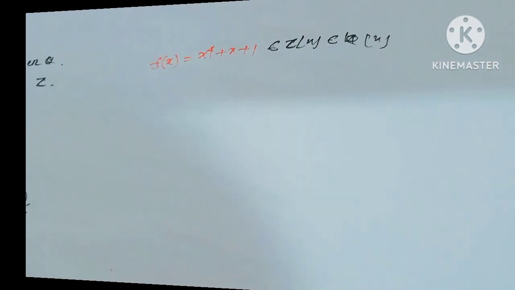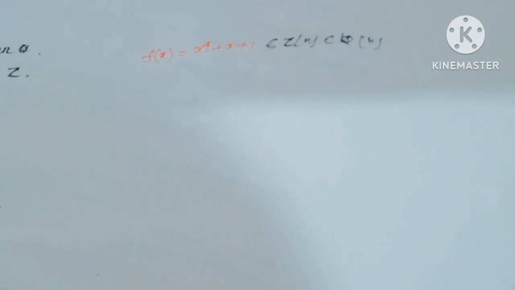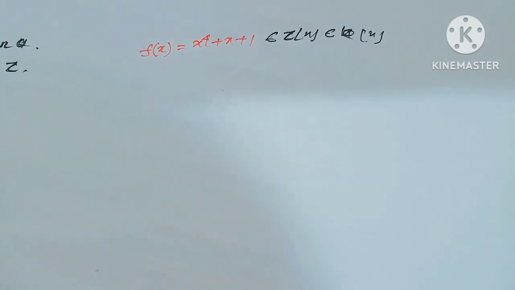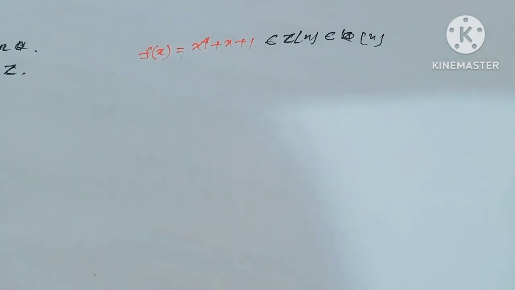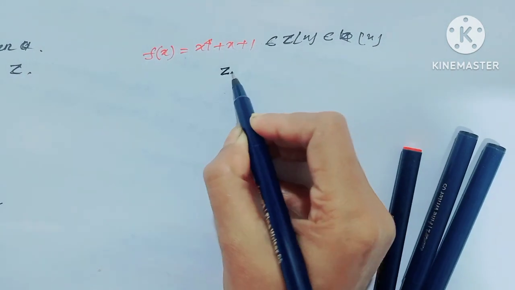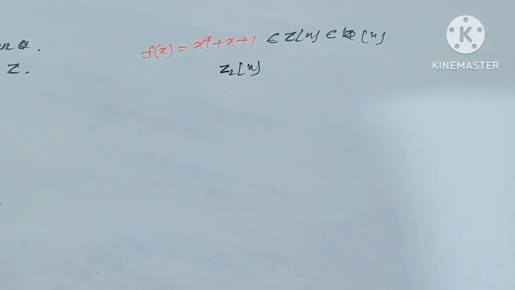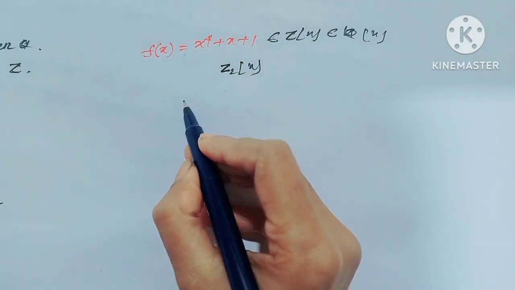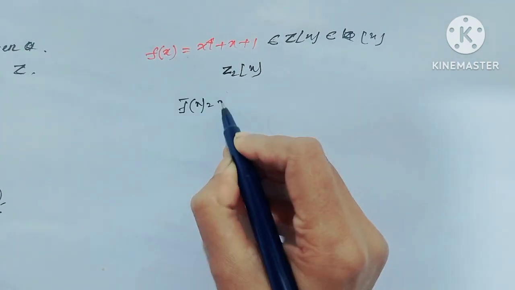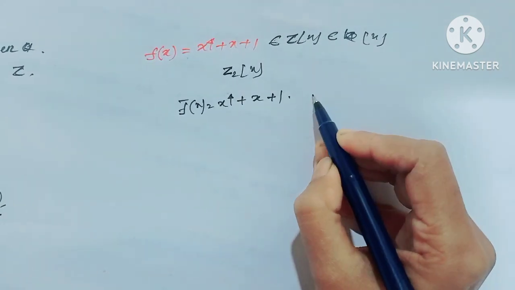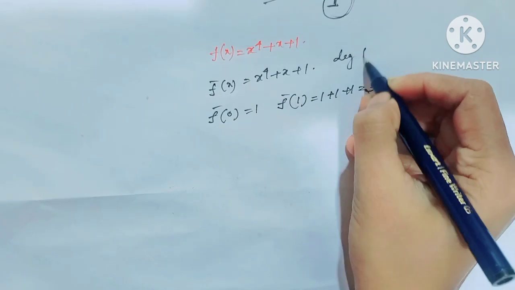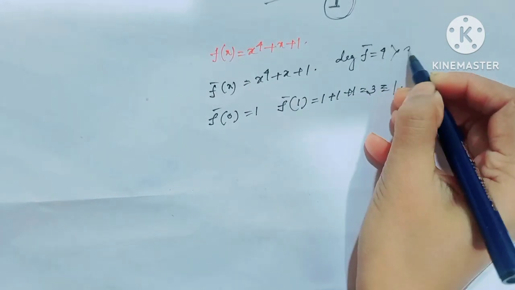Okay. Next I will say f(x) = x^4 + x + 1. Is this polynomial irreducible over Z[x] or Q[x]? For this, at first I will apply in Z2[x]. In Z2[x], f bar(x) would be similar to before. This would be x^4 + x + 1. Here also the degree of f bar is 4, which is greater than 3.